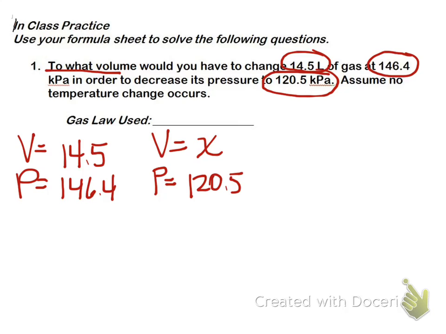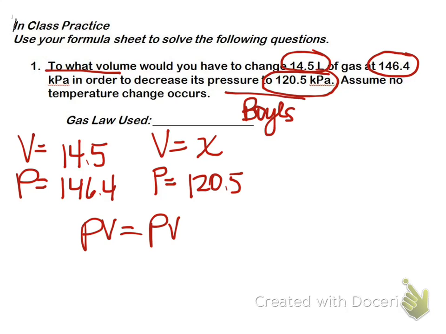Which one only has P's and V's in it? Pressure times volume is equal to pressure times volume. Do you see that equation? Isn't it Boyle's law? You're exactly right. Volume and pressure are inversely related. This is Boyle's law, and he says that volume and pressure are inversely related. So what happens to the pressure? Does it go up or down?